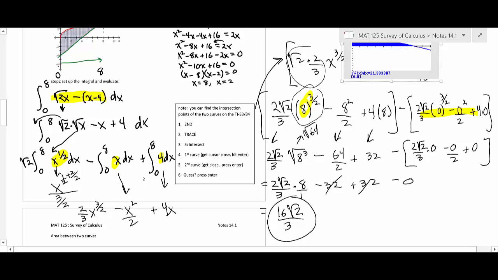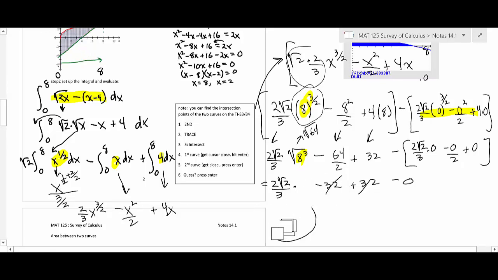Oh, you know what? I know what I did. One little thing right here. If you look at this, square root of 64, that's 8 to the third, which is not 64. Okay, that's my issue. Let me go back and fix that.